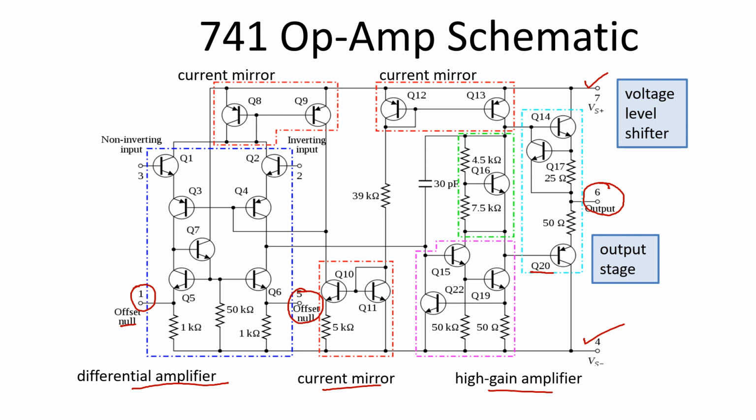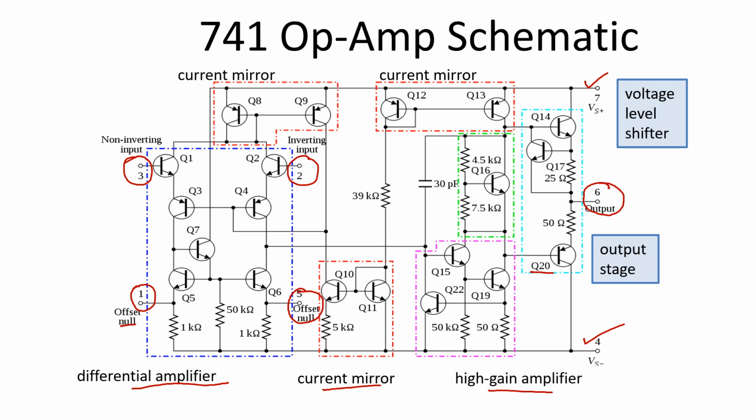That is, when the input at pin number 2 and 3 is the same and the output is negative at pin number 6, then we use pin number 5, and for positive offsets we use pin number 1. So these are the two inputs, pin number 2 and pin number 3, the non-inverting and inverting pins. So this is the internal schematic.